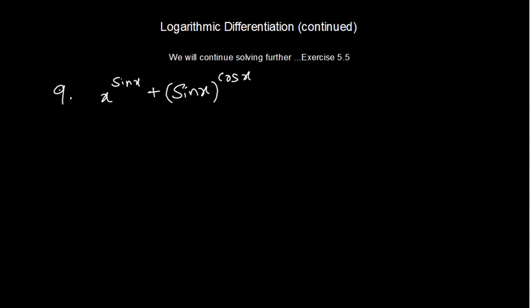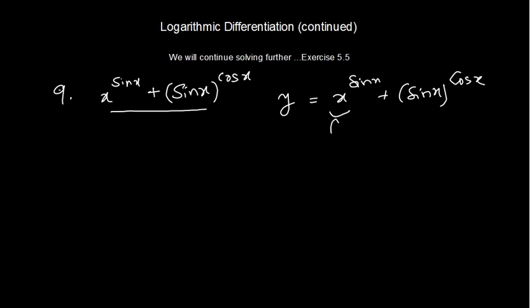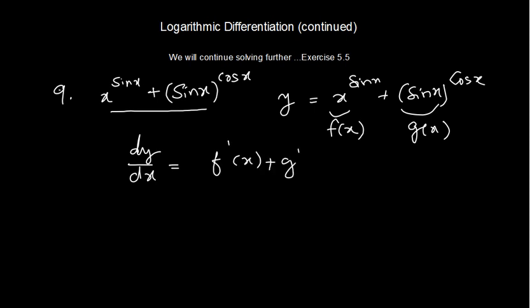So as usual, this entire thing we write as y. y equal to x to the power of sine x plus sine x to the power of cos x. In this, we consider this as the first function f of x, and this as the second function g of x. Therefore, dy by dx is nothing but f dash x plus g dash x.